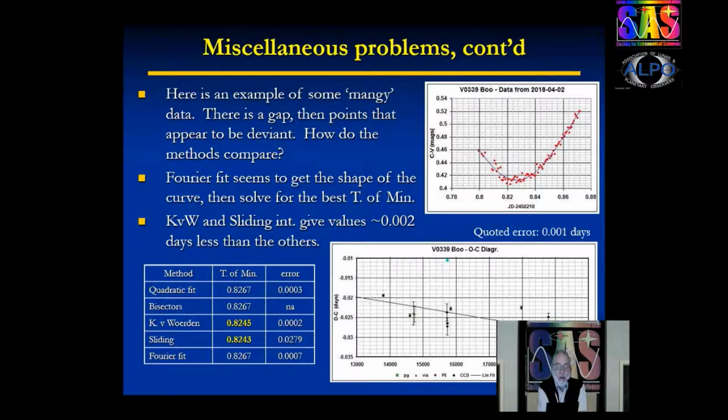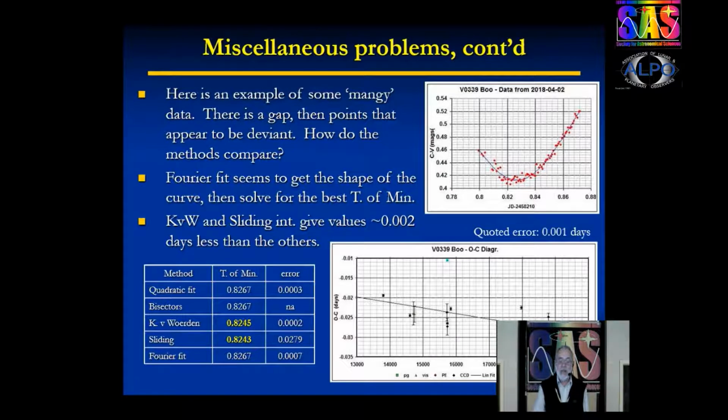Well, it turns out that the Fourier fit algorithm works very nicely for this kind of data. We're using information on the right from the shape of the light curve to generate the fit, and then the time of minimum is an independent parameter, which is the thing we're solving for. So Kwee-van Woerden and sliding didn't work very well compared to the other methods. Okay, so that's what we have.